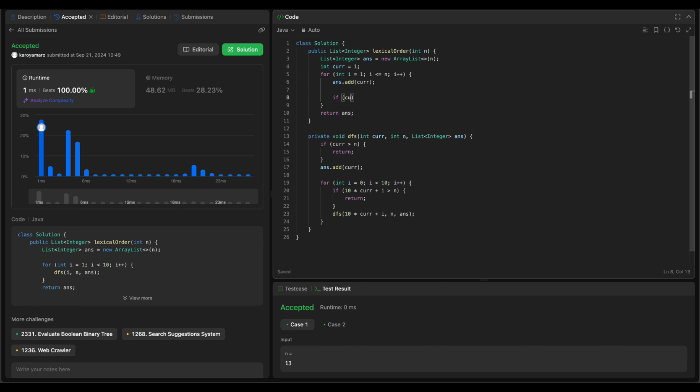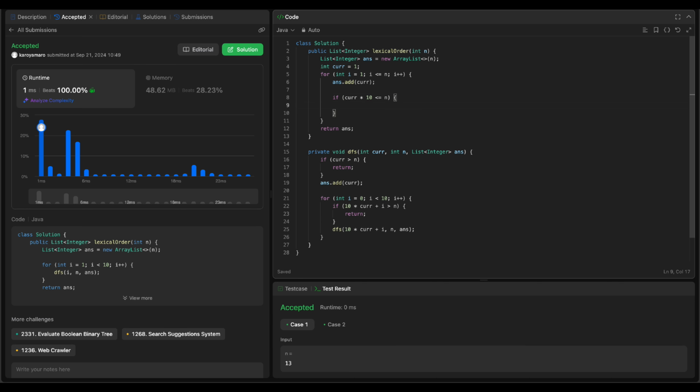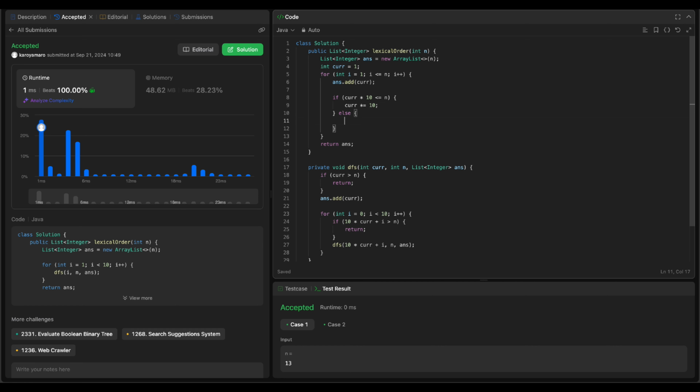Now we will try to go to its children similar to DFS. So we will check if current times 10 is less than or equal to n, then we will just multiply it by 10 and it will be added to our answer in the next iteration. So for example, we start with 1, then next time we will get 10, then next time we will get 100 and so on, like for 233. Otherwise, we go to its siblings just by adding integer 1 to it.